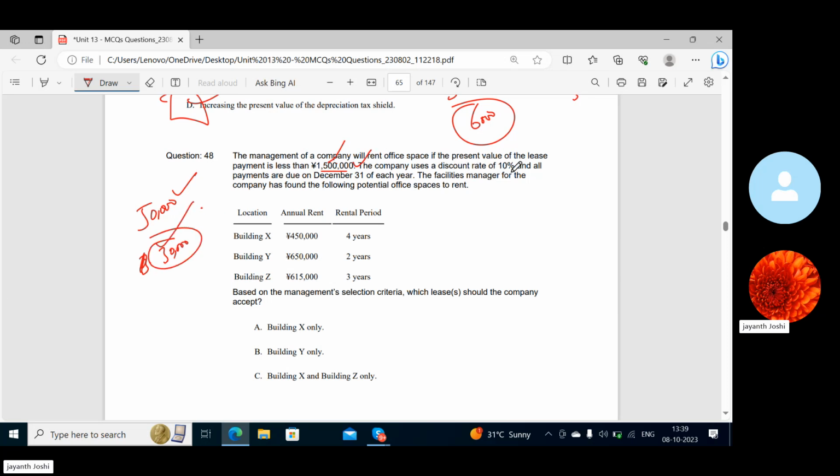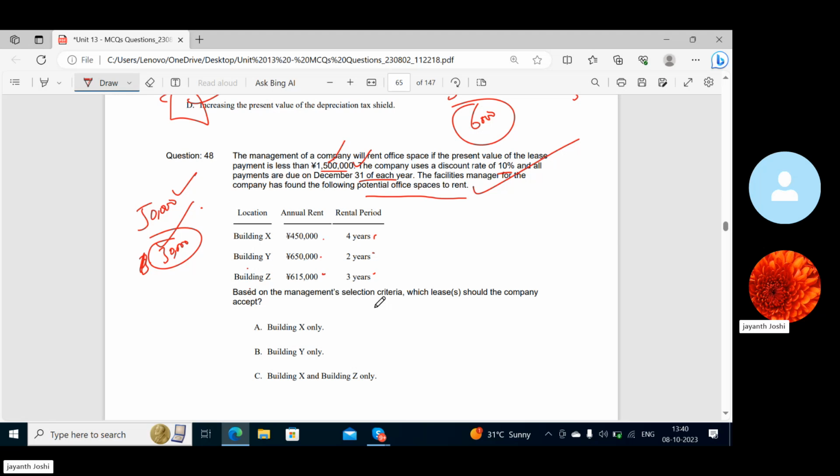The company uses a discount rate of 10% and all payments are due on December 31st each year. The facilities manager for the company has found the following potential office spaces to rent. There are 3 locations: building X, building Y, building Z. Annual rents are given, rental periods are given. Now, based on the management selection criteria, which lease should the company accept?